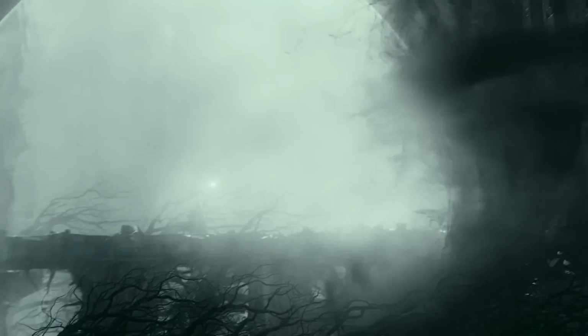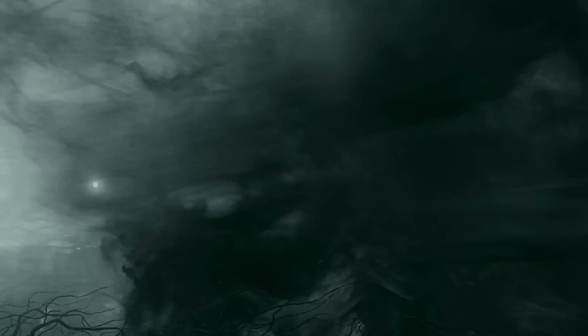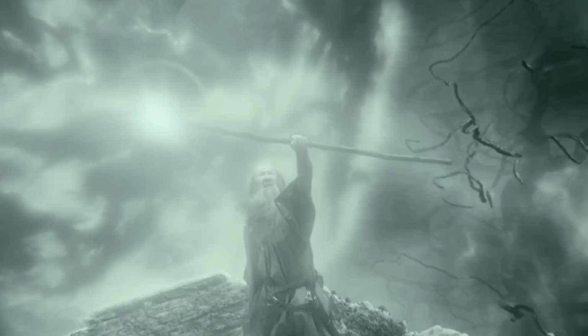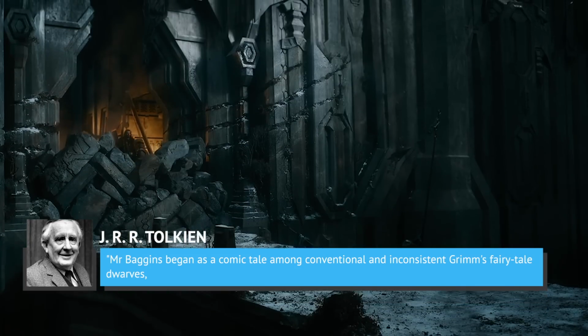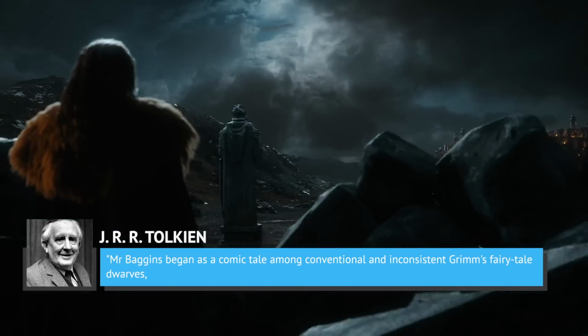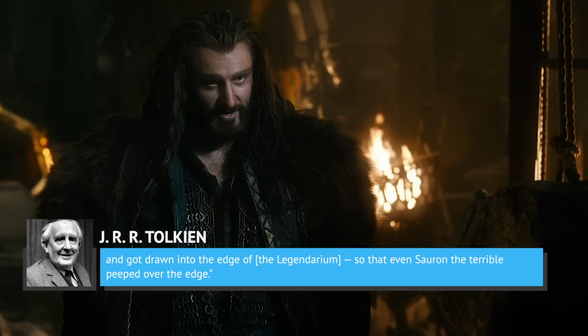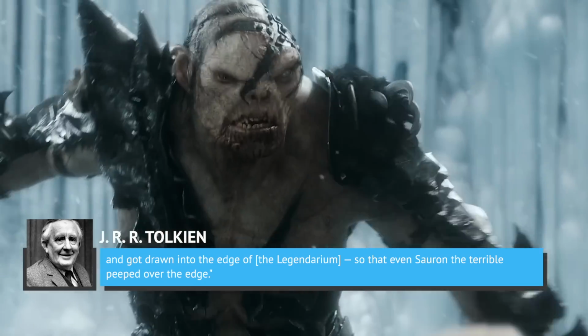Initially, the Necromancer was meant only as a veiled reference to Sauron himself, who was unknown to the public at the time. But his identity revealed itself as the Hobbit nudged a little closer to the world of Tolkien's other works. In another letter, Tolkien writes, Mr. Baggins began as a comic tale among conventional and inconsistent Grimm's fairy tale dwarves, and got drawn into the edge of the legendarium, so that even Sauron the Terrible peeped over the edge.